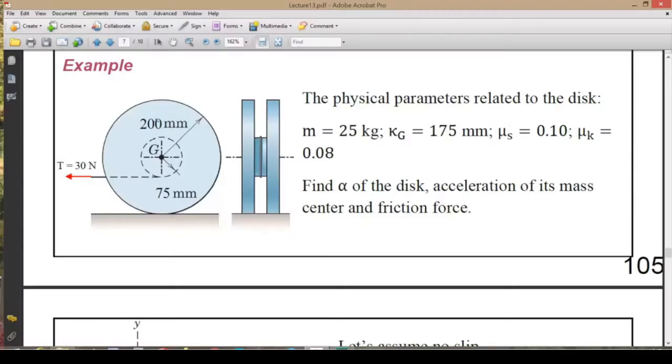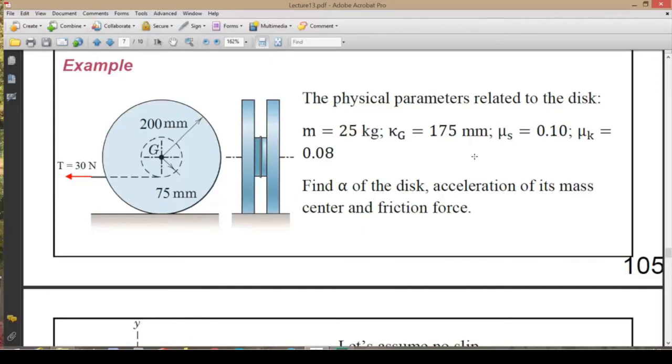In this example, we have a disk, and the disk is pulled by this T force, which is 30 newtons, and some physical information about the disk is given: the mass of the disk and the radius of gyration calculated about the mass center, which is G. We are assuming that this is a homogeneous disk, so the mass center is right in the middle of this circular shape. And the static friction coefficient and kinetic friction coefficient are given to us.